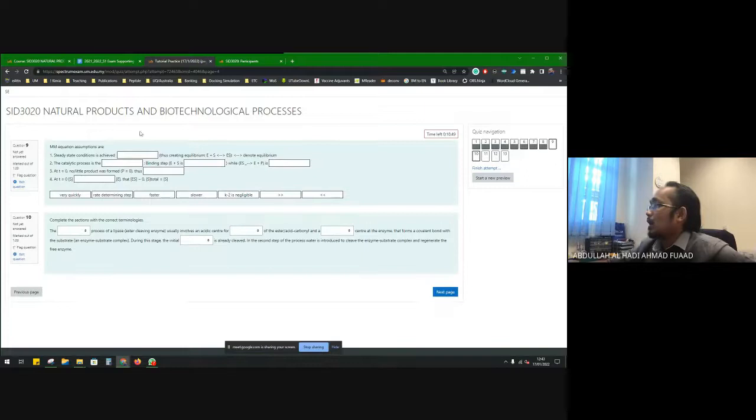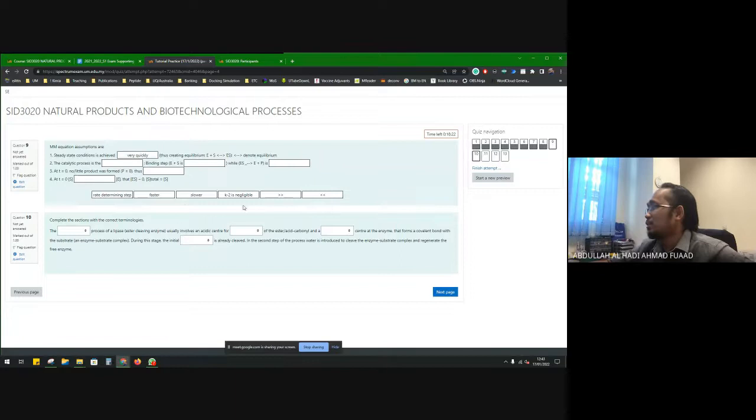All right, MM here is just Michaelis-Menten, so I hope that you can get the definition. MM assumptions are: one, steady state condition is achieved very quickly, thus creating equilibrium between E and S to an ES complex. The kinetic process is quite easy, it's quite straightforward.